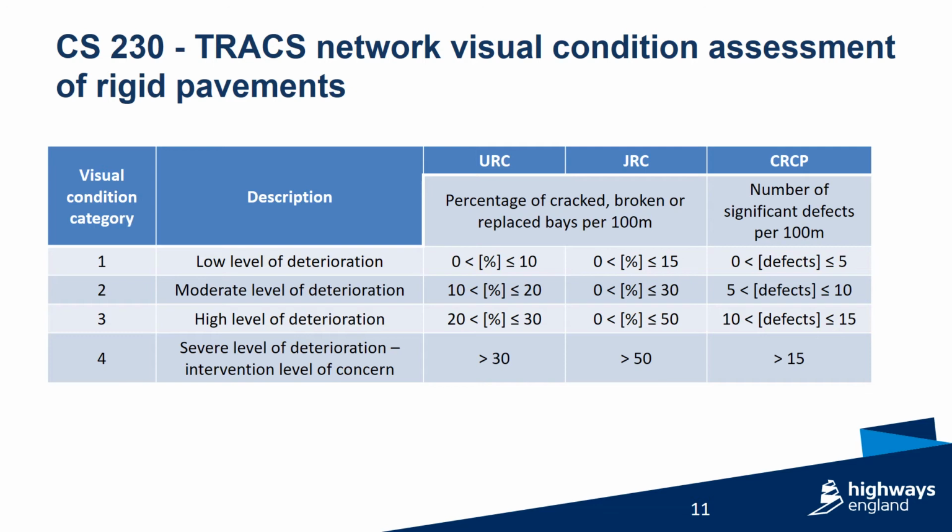For both unreinforced concrete pavements and jointed reinforced concrete pavements, the percentage of cracked, broken or replaced bays per 100 metres is used to define the category. For continuously reinforced concrete pavements, the number of significant defects per 100 metres is used to define the category, and the definition for significant defect is contained in CS229, Data for Pavement Assessment.